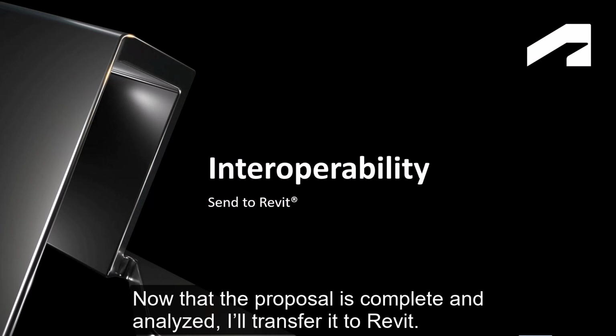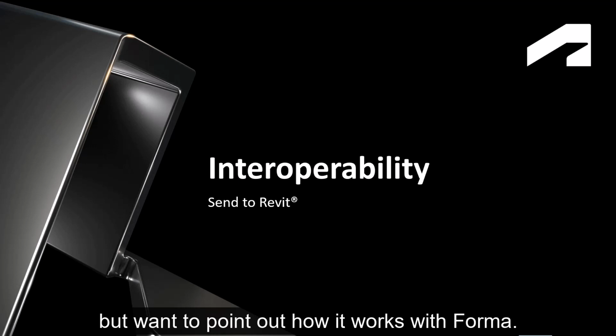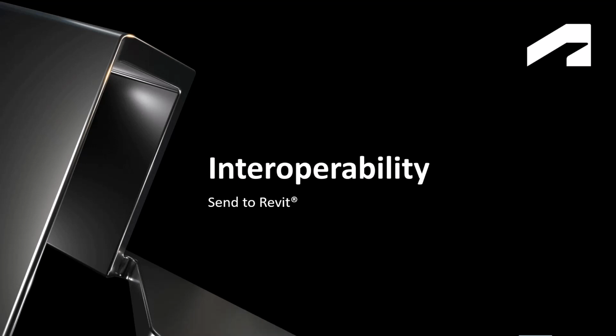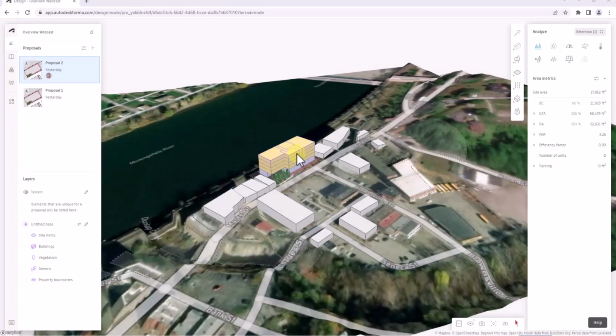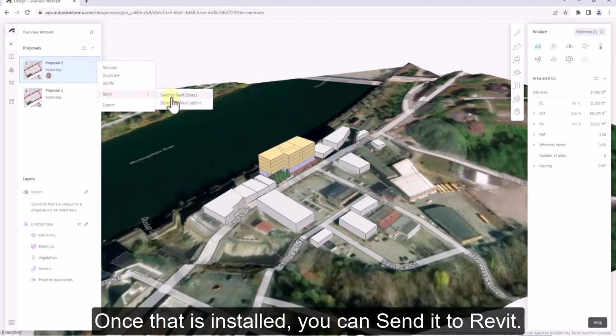Now that the proposal is complete and analyzed, I'll transfer it to Revit. In the interest of time, I won't be doing any work in Revit, but want to point out how it works with Forma. From any proposal in Forma, you can download the Revit plugin. Once that is installed, you can send it to Revit.